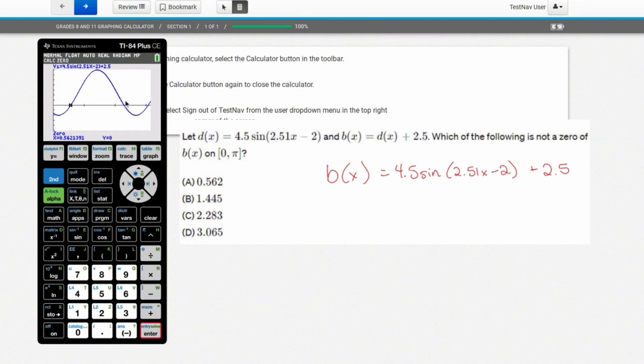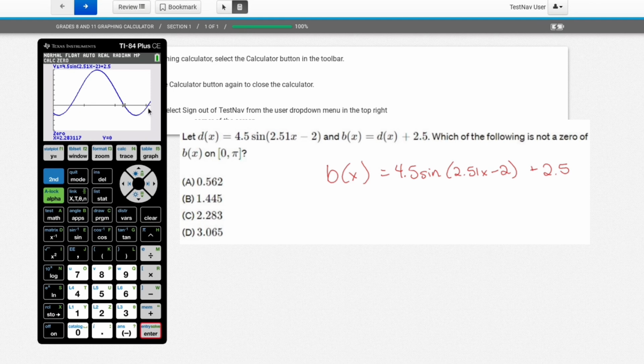Now to find the second one over here, which is going to be 2 point something, we hit second calc, we hit 0 again, we go just to the left of where it crosses the x-axis, hit enter. Let's go to the right of where it crosses the x-axis, hit enter. For guess, hit enter. And now C is no longer an option that I want because 2.283 is a 0 and I want the one that is not a 0.